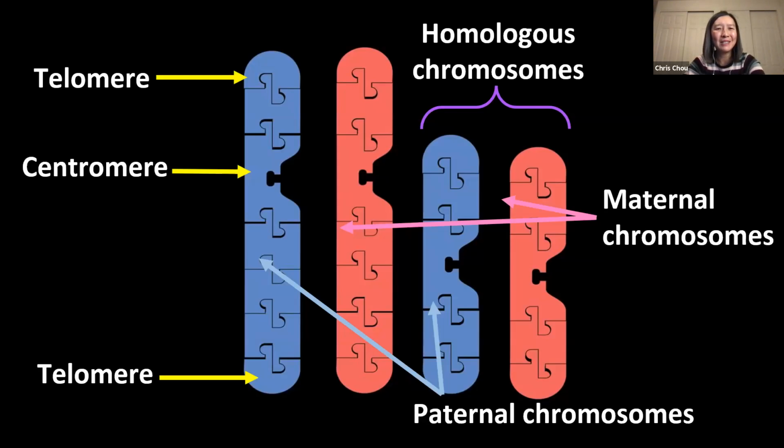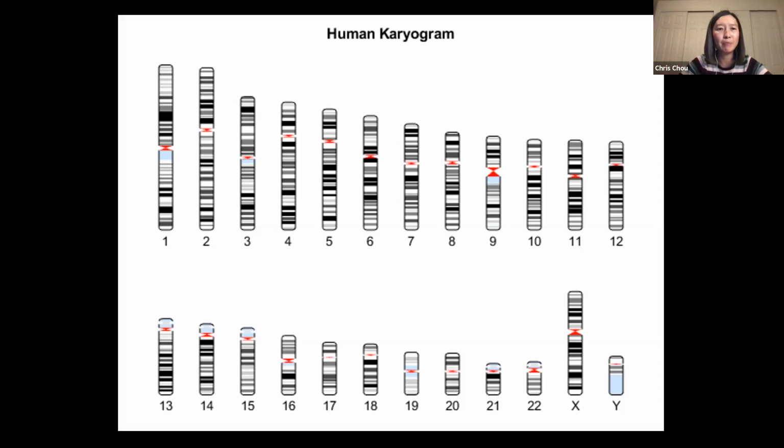And then, of course, the centromere, that's the region of the chromosome where there's more condensing there. And this is also the location where these homologous chromosomes will pair together and stick together when we are getting ready to divide them out. Okay, so this representation is the human karyogram.